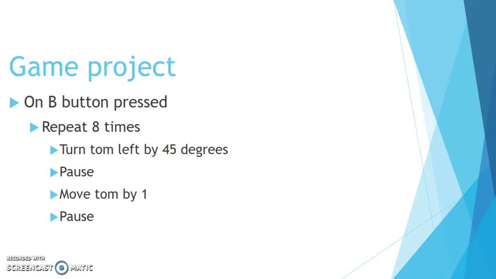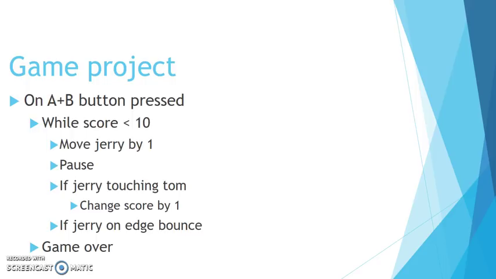On B button pressed, we're going to repeat this one 8 times, and this time we're going to turn Tom left by 45 degrees, and that's why we're doing it 8 times, so it'll bring us round in a circle again, and we're just going to pause, move him by 1. So it's going to bring him in a circle really around. So that's A and B are going to move Tom, and then A plus B together is going to move Jerry.